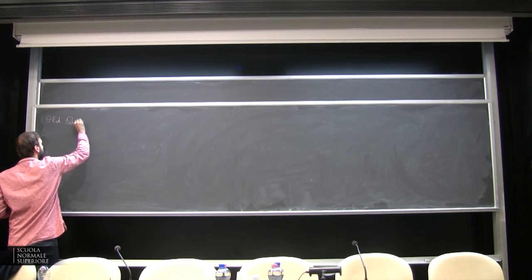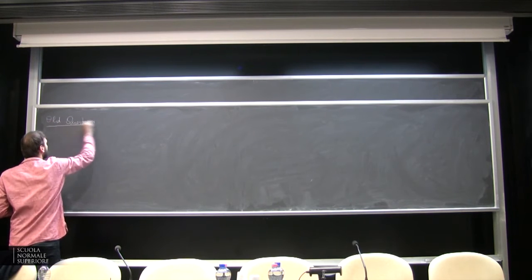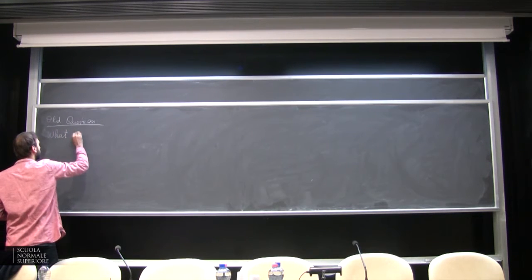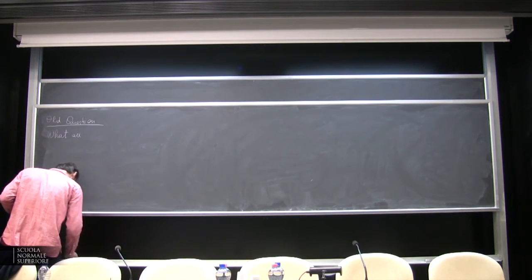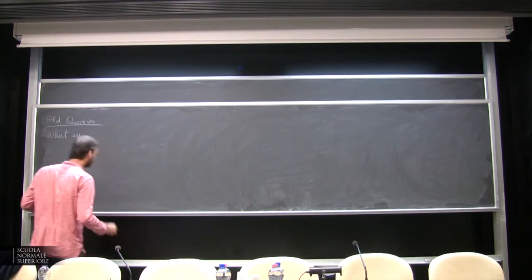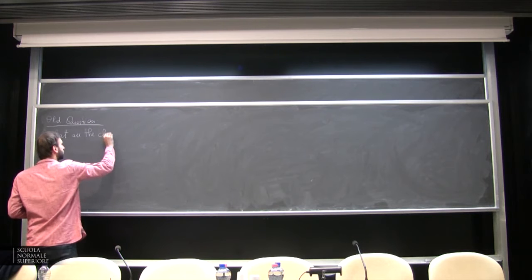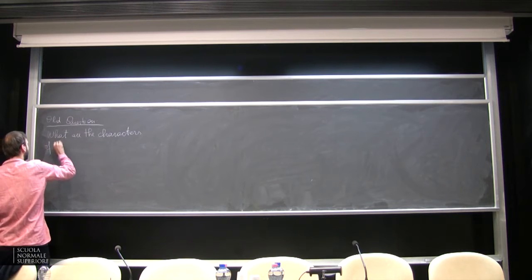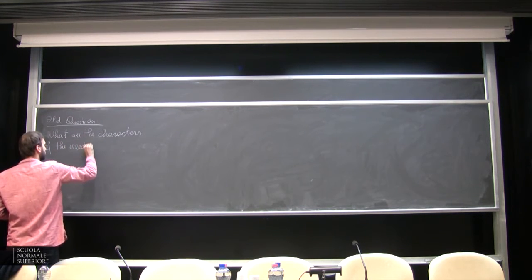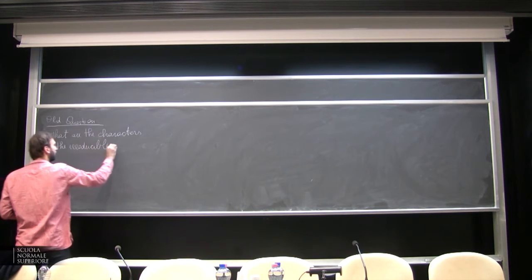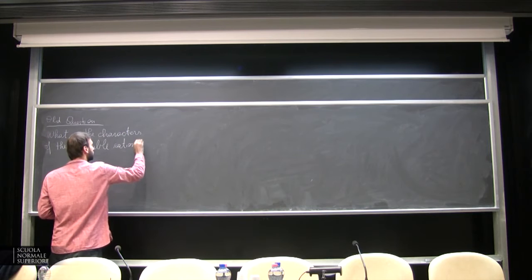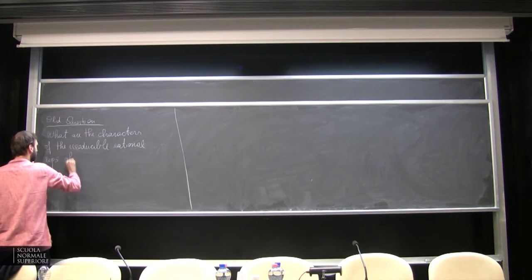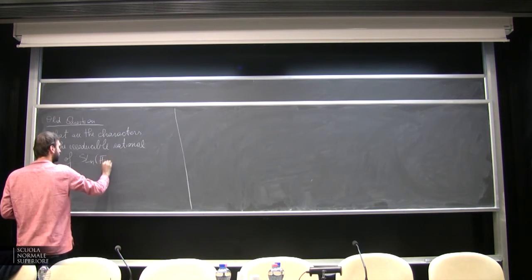we start with an old question in representation theory. I guess it's from the 60s. So, what are the characters of the irreducible rational representations of SL_N bar?